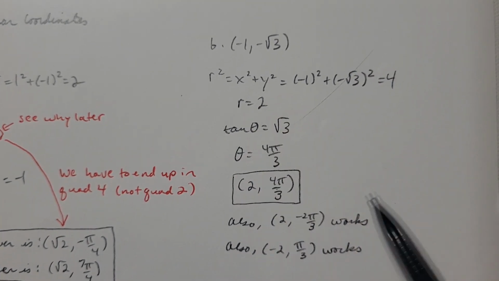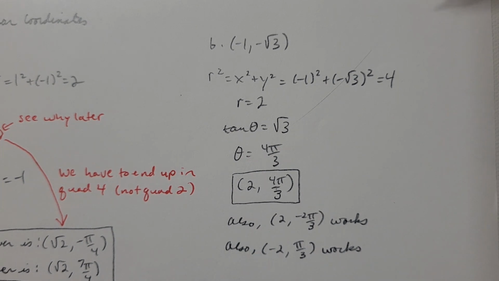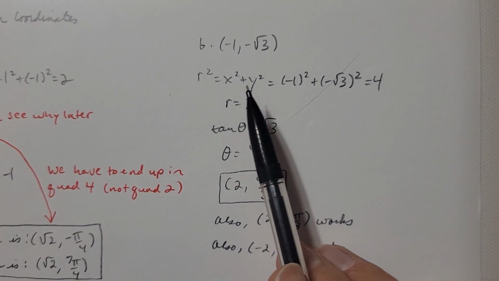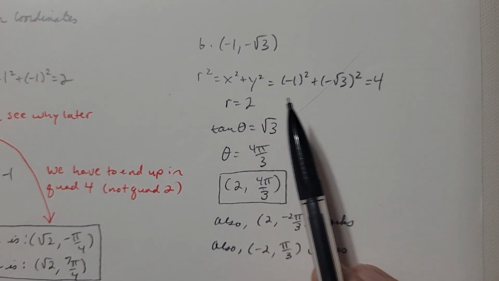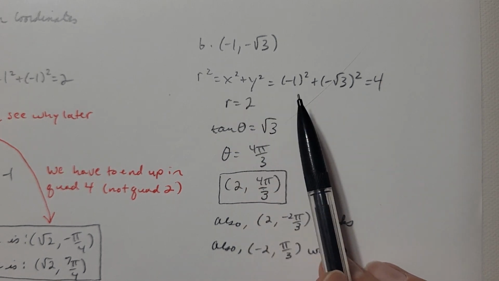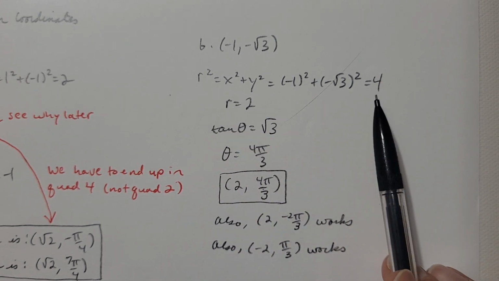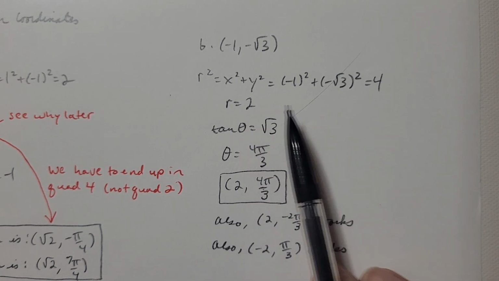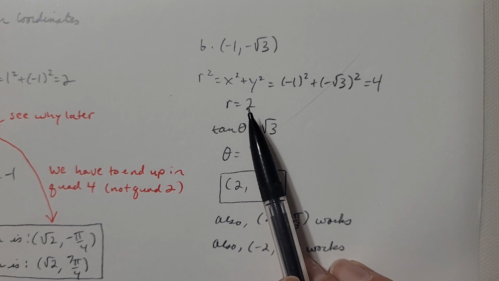Let's take a look at this problem next. Suppose that we want to change the point (-1, -root 3). That's going to put us in quadrant 3, right? So I've got to make sure I'm landing in quadrant 3. Well, x is -1 and y is -root 3. When I plug that into the formula, r squared equals 4, which means r is plus or minus 2. Again, I'll take r to be positive 2.